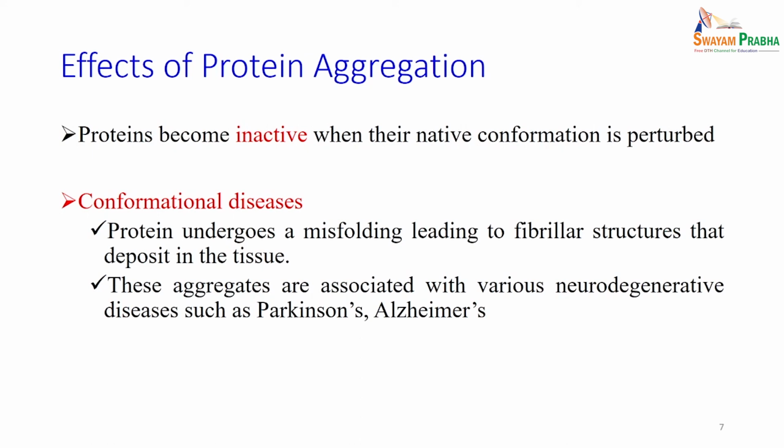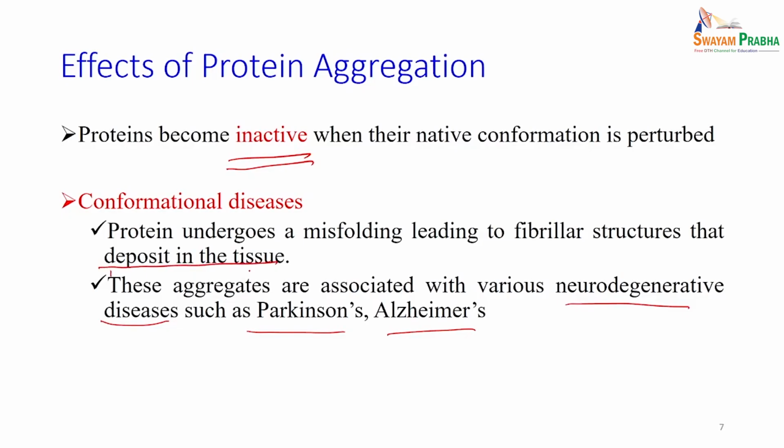Now when there is aggregation of the protein, the first step is that the native conformation of the protein is lost. It means the intended function of the protein is also lost. So the protein becomes functionally inactive because its native conformation is disturbed or perturbed. So this is the first disadvantage or demerit of protein aggregation. Now second, as I told, these aggregates are insoluble, so they get deposited, and these are associated with various conformational diseases. I have listed a few neurodegenerative diseases like Alzheimer's, Parkinson's, prions. So these are the few disadvantages, or you can say the adverse effects, of protein aggregation.